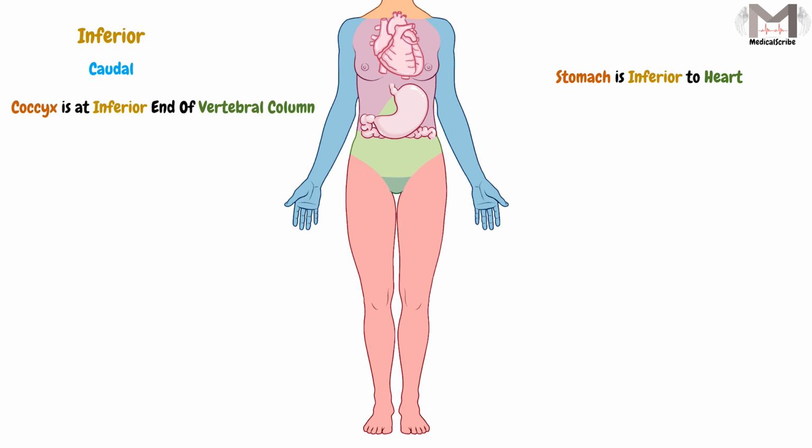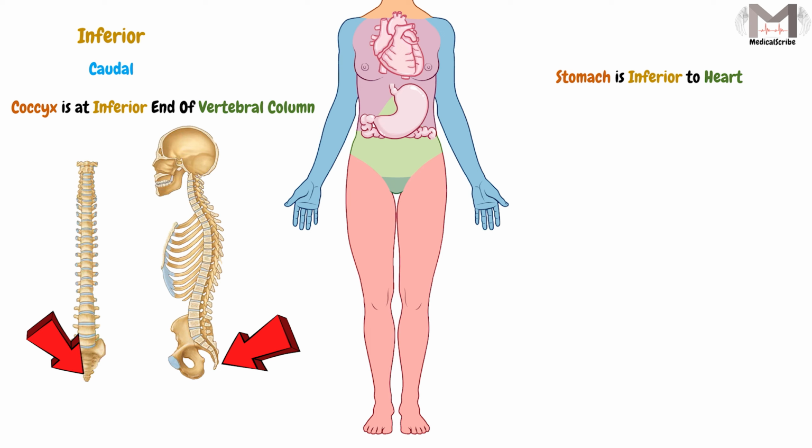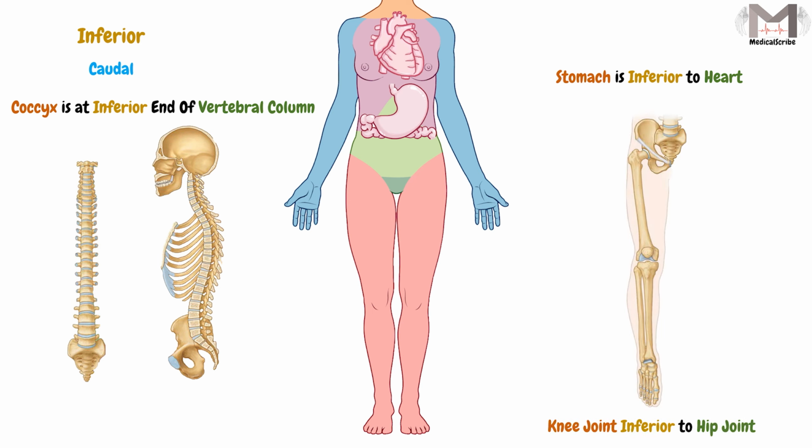Or we can say the coccyx is at the inferior end of the vertebral column, which means that the coccyx is the lowermost bone in the vertebral column. Or if we say the knee joint is inferior to the hip joint, that means the knee joint is below the hip joint and nearer to the feet than the hip joint. And lastly, when we say that the feet are the inferior end of the body, that means the feet are the lowermost structures in the body. So this is the meaning of the inferior.